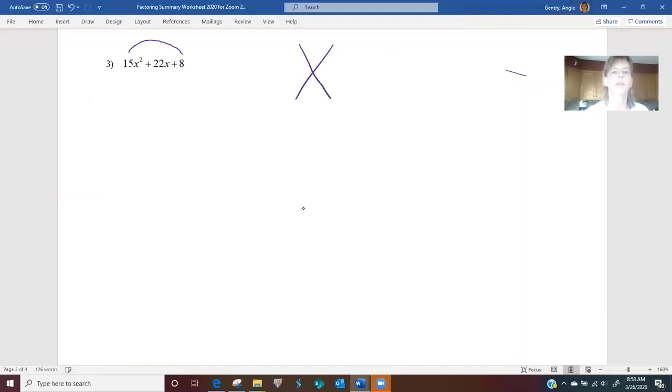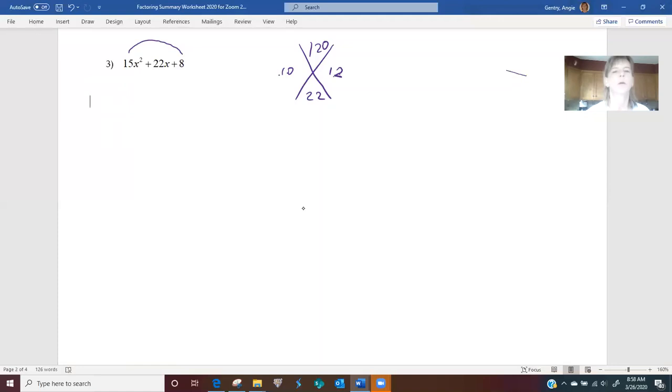But my folks would have learned that, hey, I'm going to go over the top. And what that means is that the product they find is now the A times the C. And this is how it'll be explained in the book. But 15 times 8 is 120. And then your sum is 22. And then you find two values that make that happen. And it's a 10 and a 12.